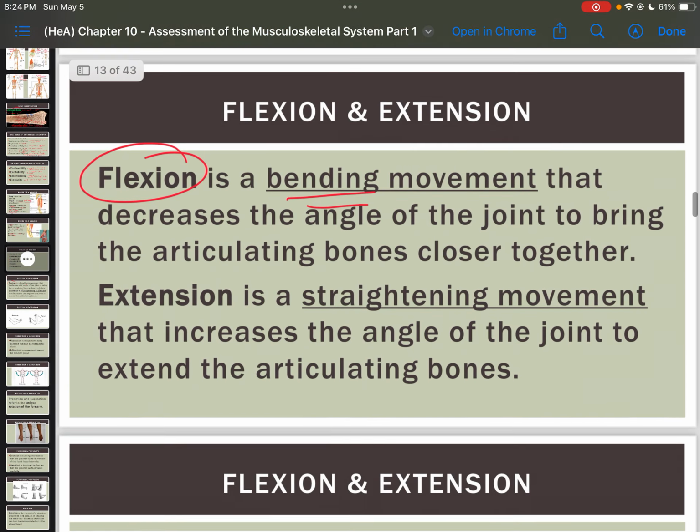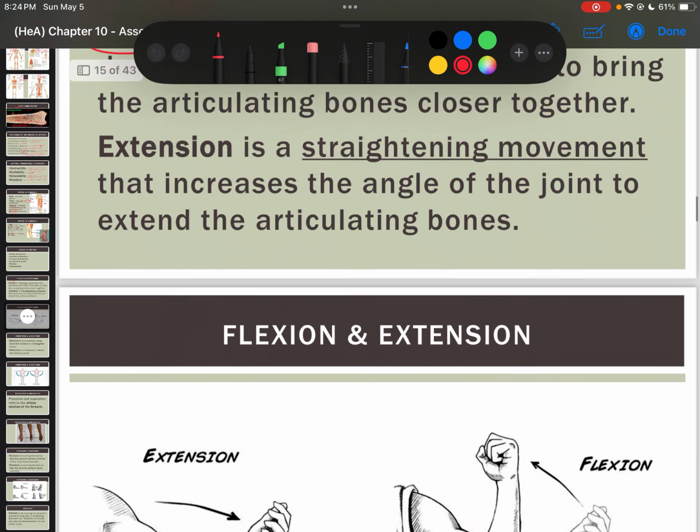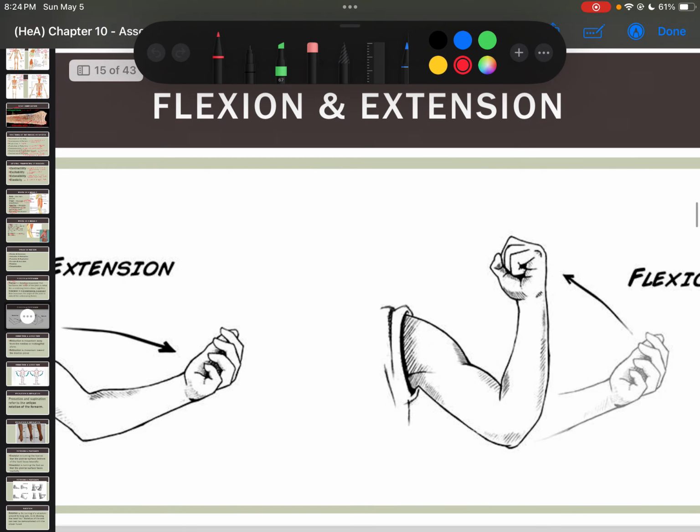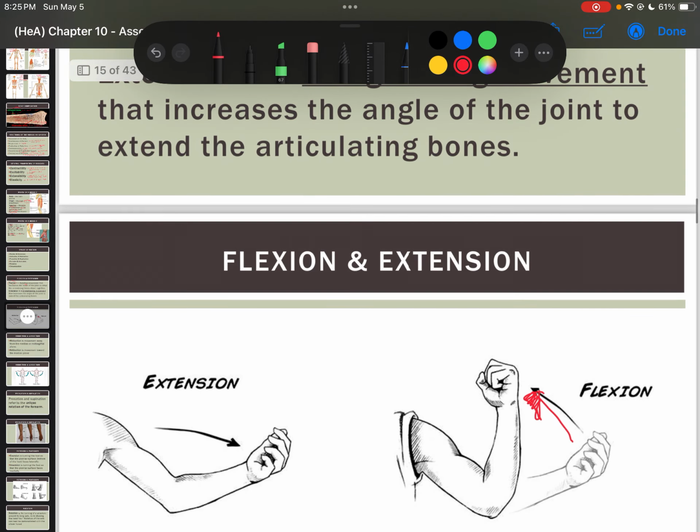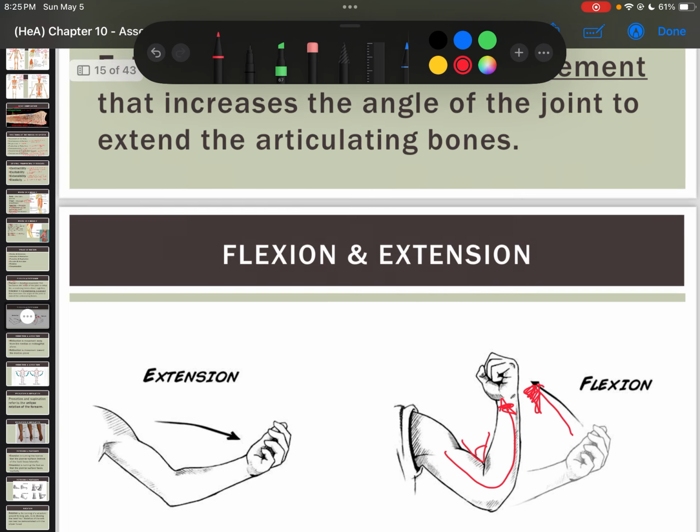Whereas extension is the straightening movement that increases the angle. So, same in class. When we say flexion, when the muscles flex, when it contracts, okay? It bends, right? It bends. Therefore, the angle is decreased.